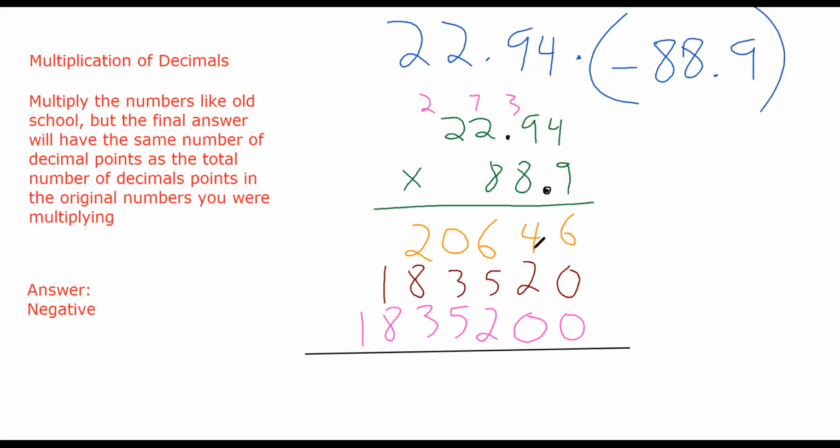Now we need to do addition. I add these, so 6 plus 0 plus 0, 6. 4 plus 2 plus 0, also 6. 6 plus 5 is 11, plus 2 is 13, so I'll put a 3, carry the 1. 1 plus 3 plus 5 is 9. 2 plus 8 plus 3 is 13, carry the 1. 1 plus 1 plus 8 is 10, so 0, carry the 1. 1 plus 1 is then 2.